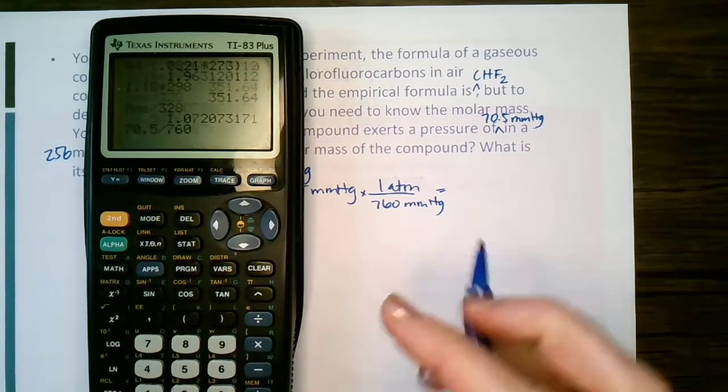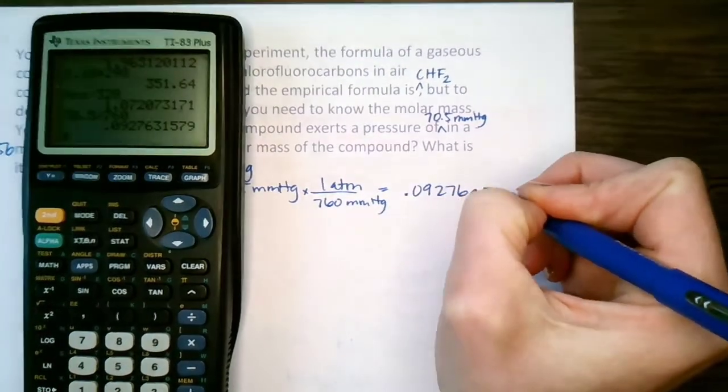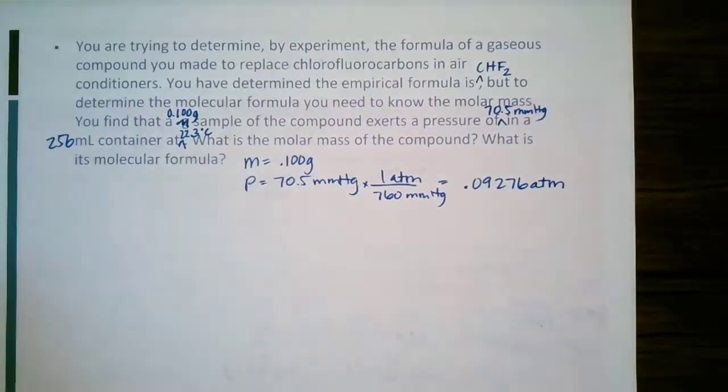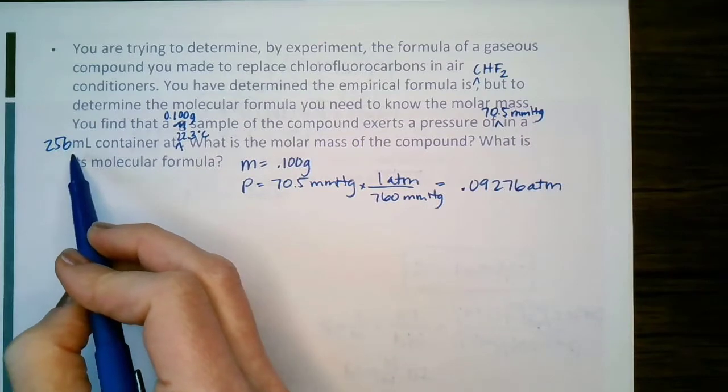So let's do that. 70.5 divided by 760 should give us 0.09276. I won't round it until the very end.